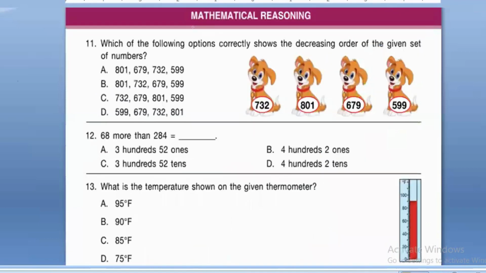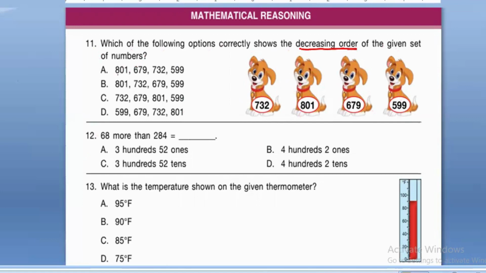Now we are moving towards our next section, which is mathematical reasoning. The first question in this section is: which of the following options correctly shows the decreasing order of the given sets of numbers? Out of the given options, you have to find which set is showing the decreasing order of the numbers written on the puppies.